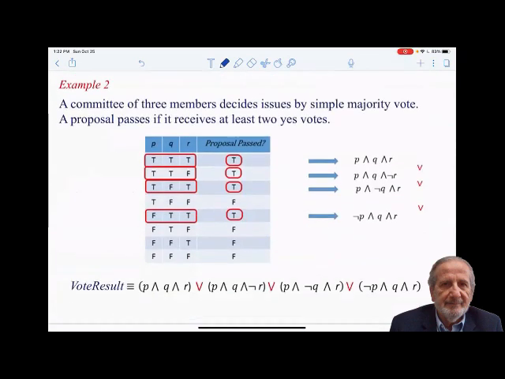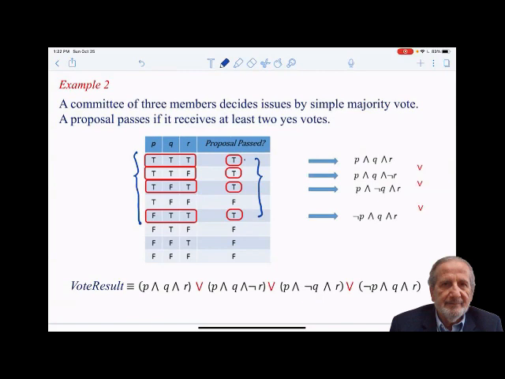So I'm going to take now another example. A committee of 3 members decides issues by simple majority vote. A proposal passes if it receives at least 2 yes votes. So here you see I do not have the function. I have input and I have output. But I can always create a Boolean function that satisfies these values. So all I have to do is write it in terms of sum of products.